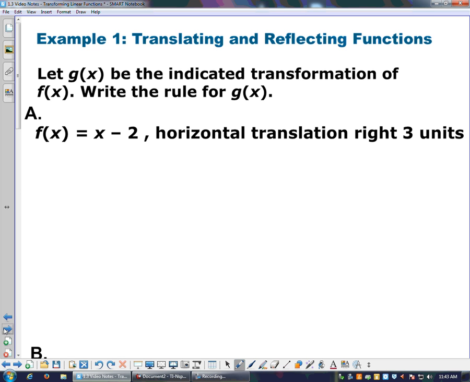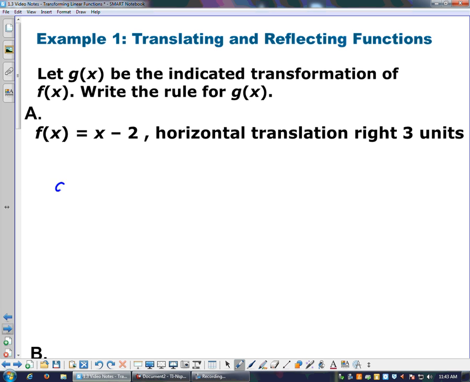Okay, so let's take a look at example 1. We're translating and reflecting functions. So let g of x be the indicated transformation of f of x, and then you're going to write the rule for the new function, which we're going to call g of x. In this case, the original function f of x is x minus 2, and we want to have a horizontal translation that goes to the right 3 units.